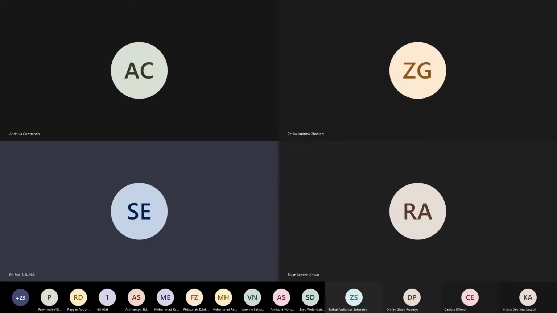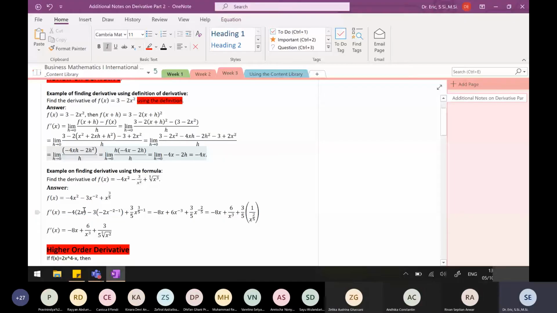Well, how do you calculate this? The first sign, minus times plus, will give you minus. 4 times 2 will give you 8 and x. What about this one? The sign first. Minus minus will give you plus. 3 times 2 will give you 6. And x to the power of minus 3 is 1 over x cubed, yeah?